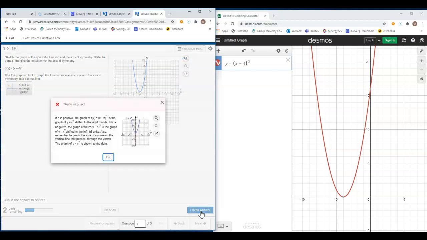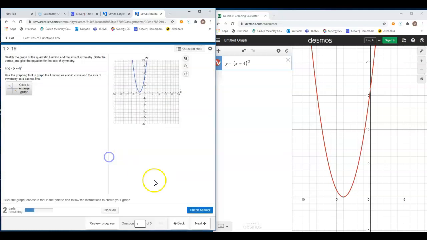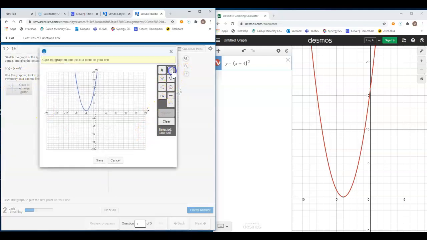Oh, and let's check my answer. Oh, I'm incorrect. Oh, no. It's because I forgot to put in the axis of symmetry as a dashed line. Let me do that now. Well, I would love to say that I did that on purpose.